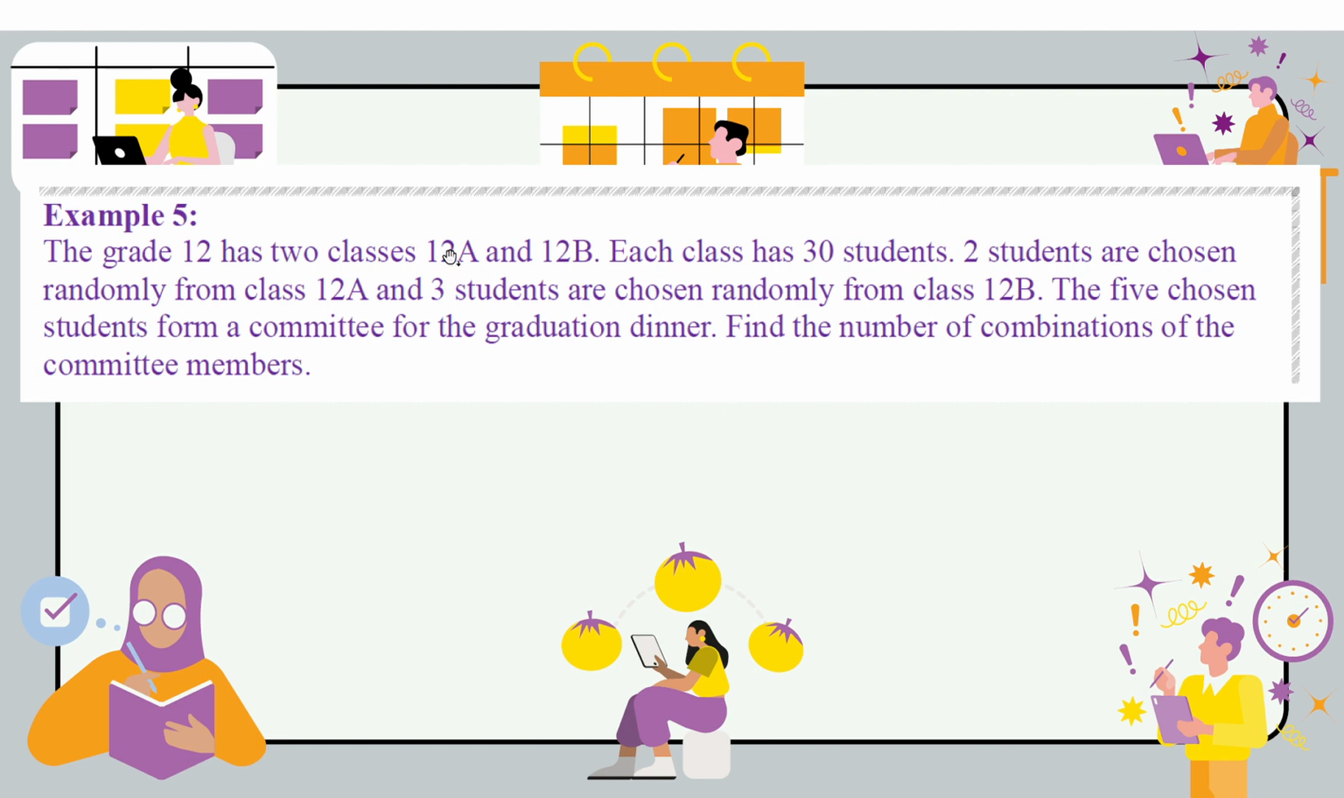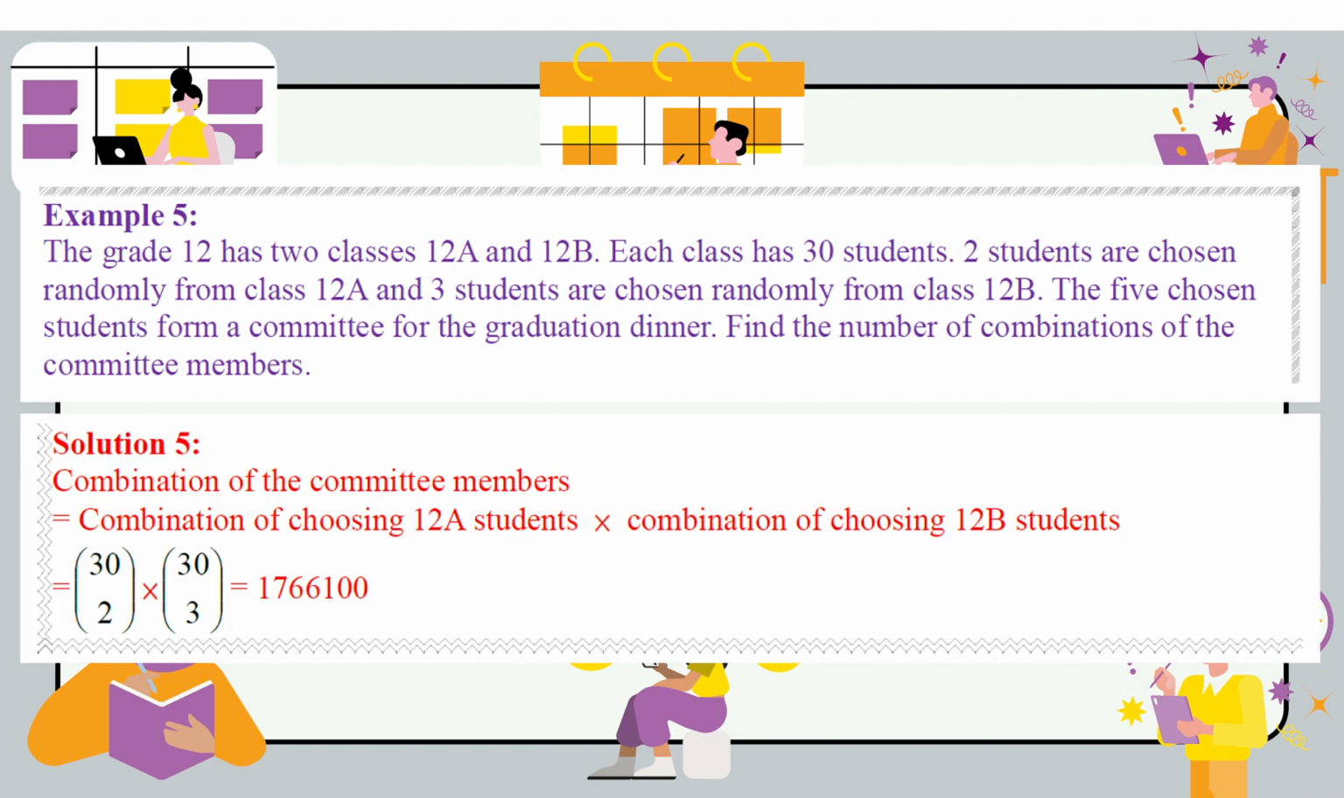Come back. 2 classes, 12A and 12B. What do you do to each of them? Choose 2 people from 12A, 3 people from 12B, right? Just choose people from them. Is the sequence important? No. So use NCR or NPR? Yes, NCR. So 30 choose 2, 30 choose 3, right? You got it? Well done.